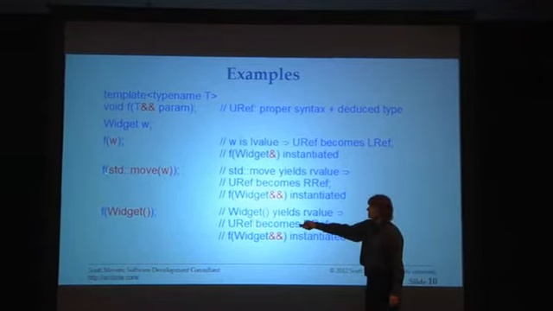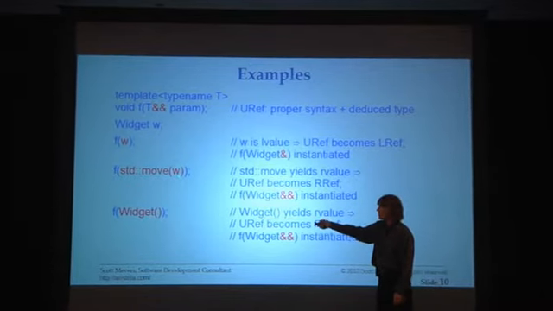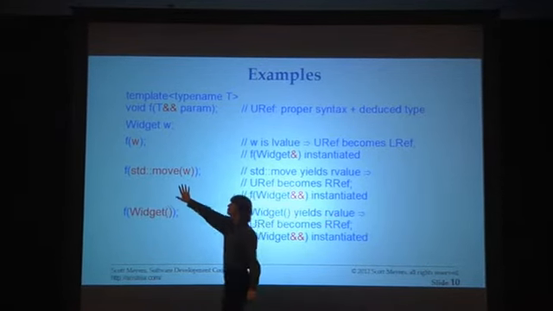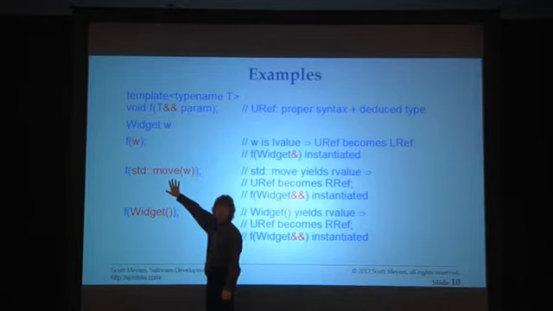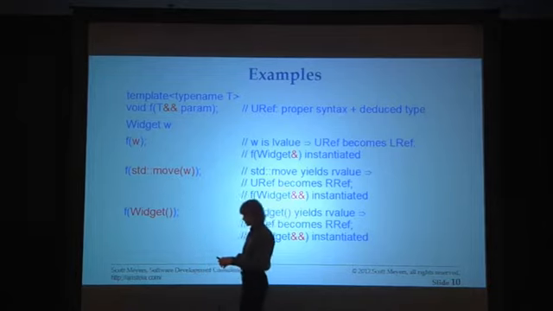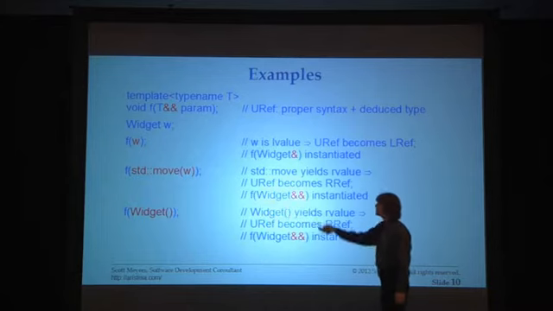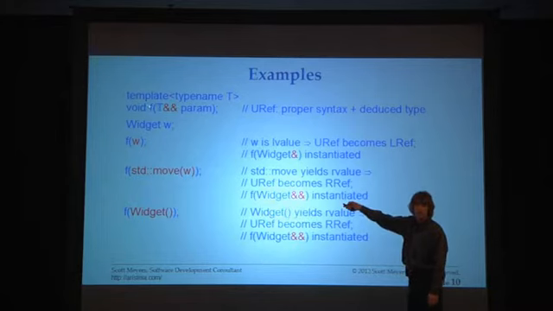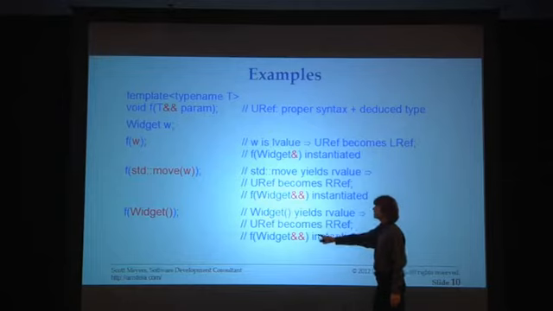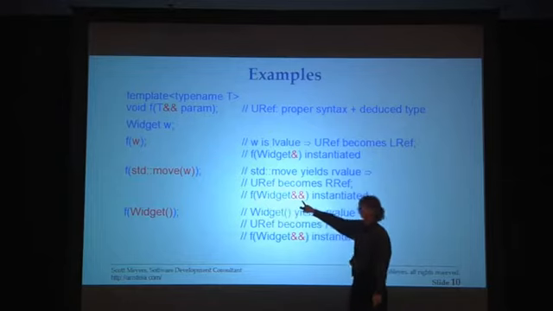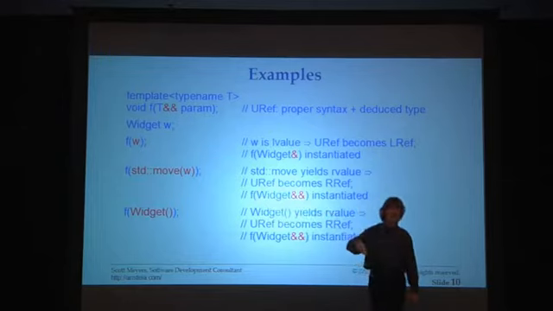If I call the same template f with move of w, remember that move simply takes its argument and turns it into an R-value. So this is an R-value. I am therefore initializing this universal reference with an R-value, and the instantiated function will be f of widget&&. The universal reference will become an R-value reference.